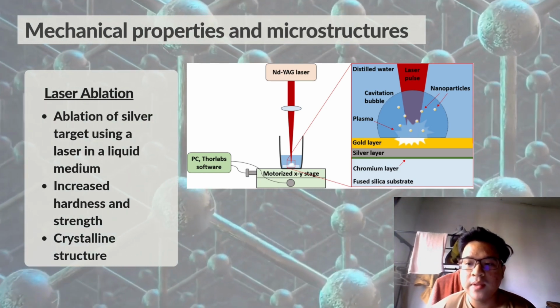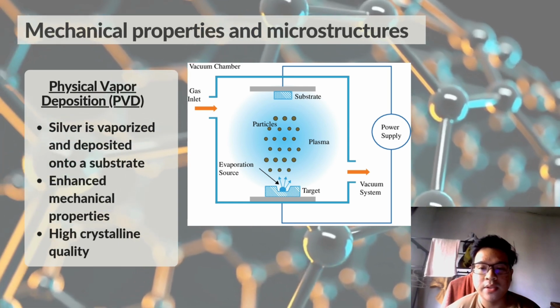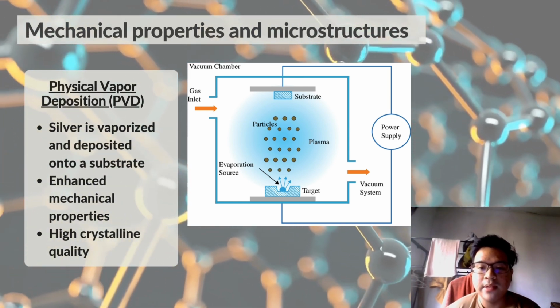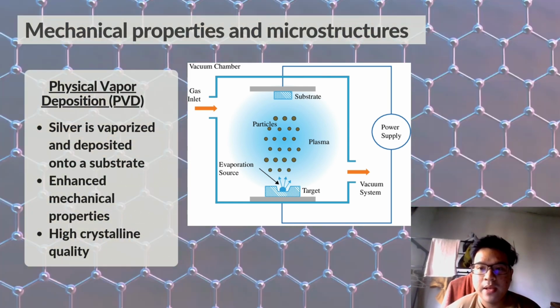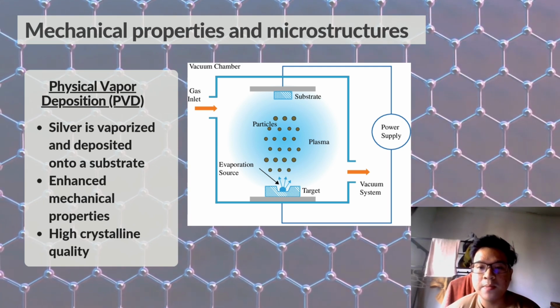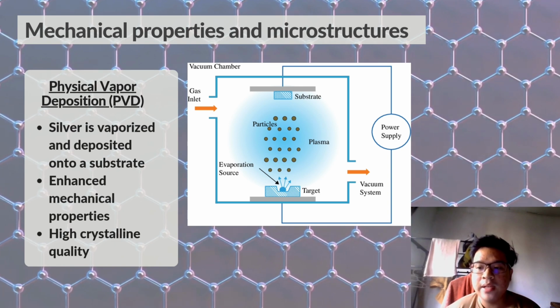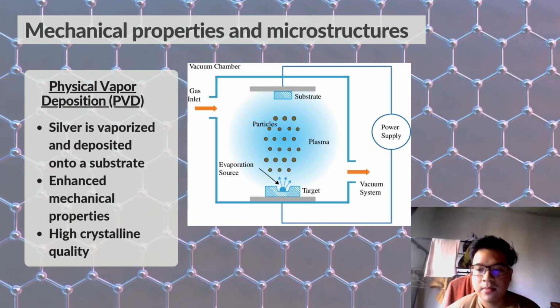Next, the material processing method is physical vapor deposition. The silver is vaporized and deposited onto a substrate. The mechanical properties can be enhanced by undergoing the materials processing method. The microstructure is usually of high crystalline quality.